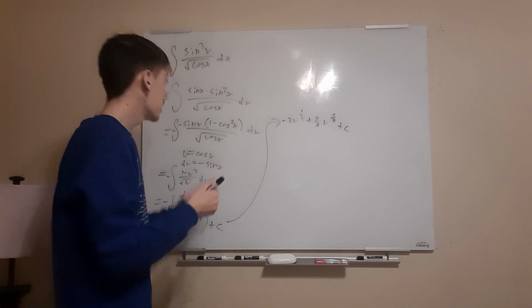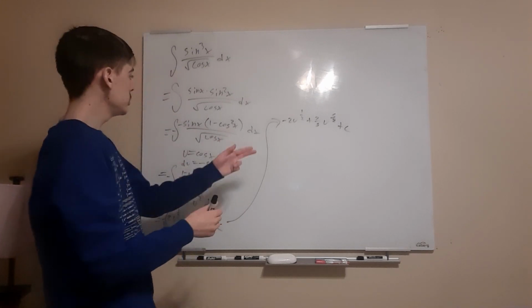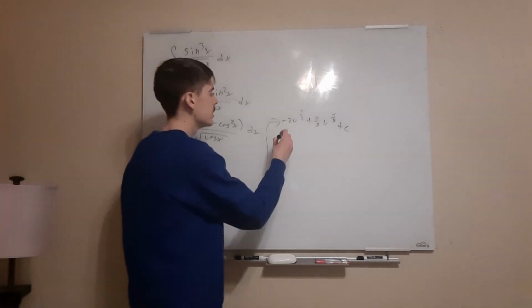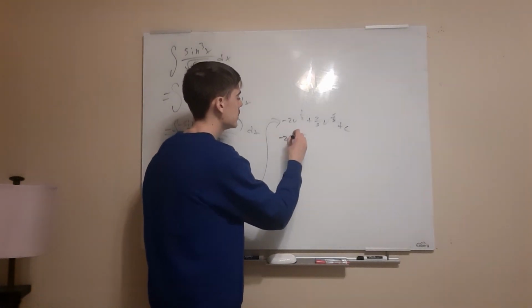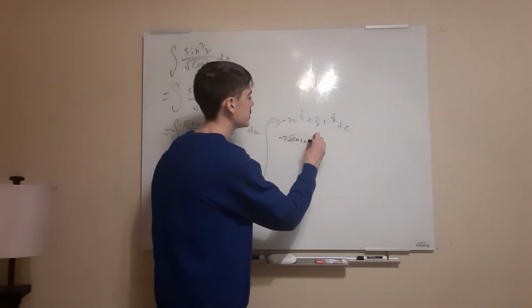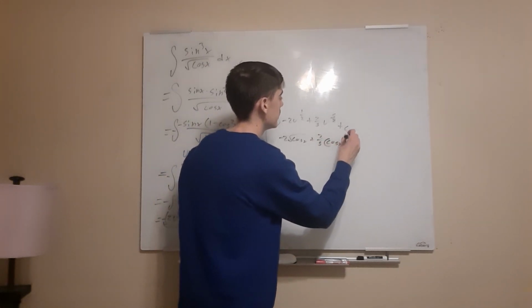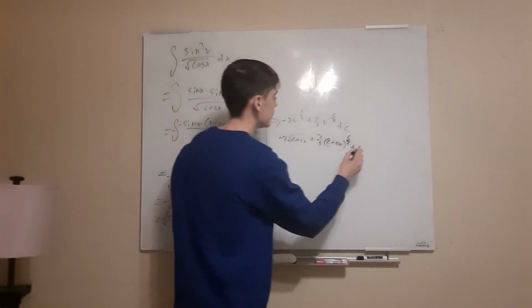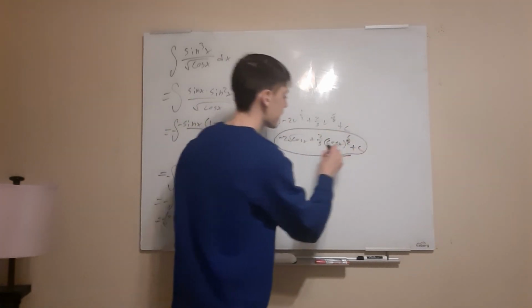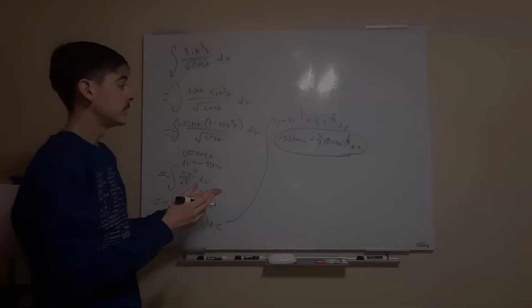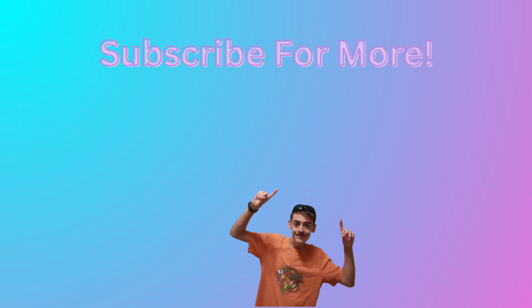And then lastly, we're just going to back substitute. Remember, u equals cosine x, so we'll have negative 2 square root of cosine x plus 2/5 cosine x to the power of 5/2. And then don't forget our plus c one last time, and then that is our final answer.